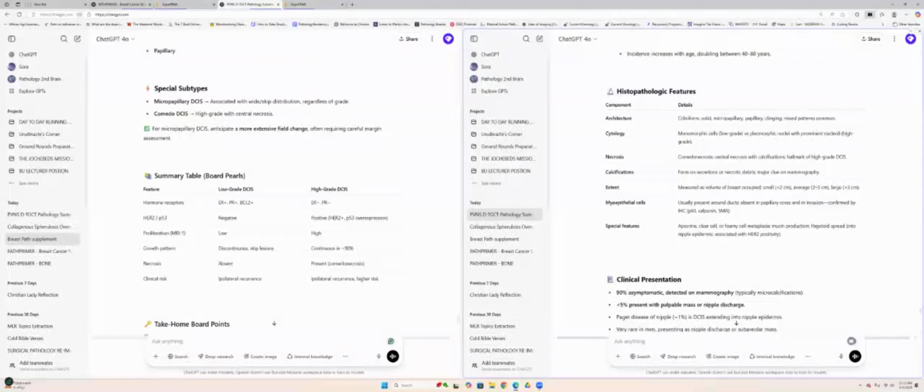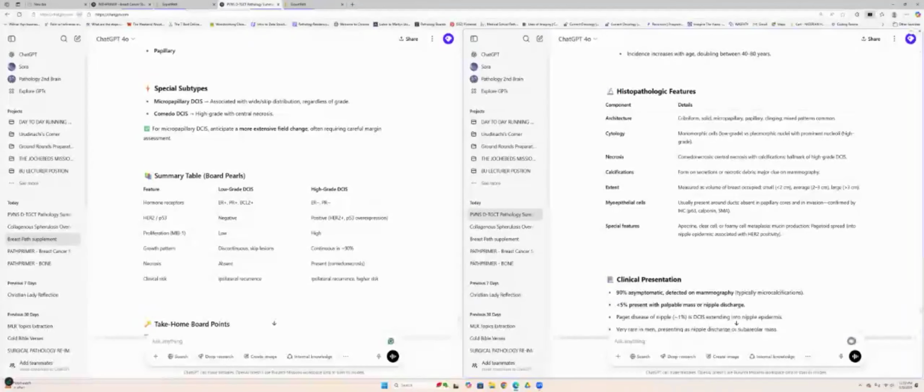Myoepithelial cells are usually present around ducts, absent in papillary cores and in invasion. So let's look at it again. For myoepithelial cells, this cell is usually present around the ducts, absent in the papillary cores and in invasion. So you can confirm that by doing IHC: p63, calponin, SMM.